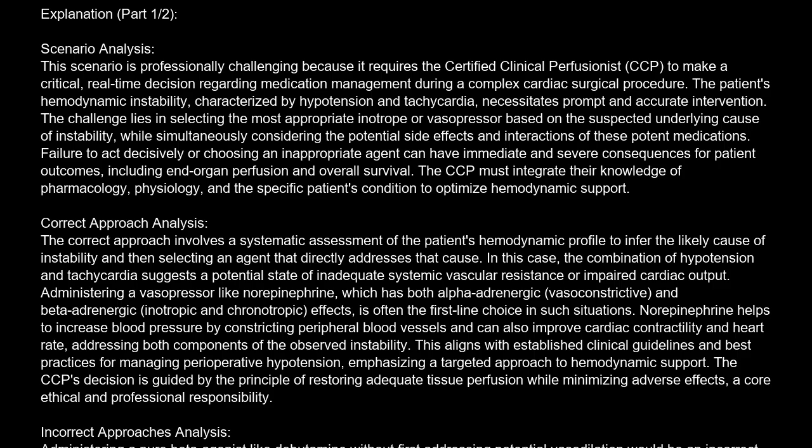In this case, the combination of hypotension and tachycardia suggests a potential state of inadequate systemic vascular resistance or impaired cardiac output. Administering a vasopressor like norepinephrine, which has both alpha-adrenergic vasoconstrictive and beta-adrenergic inotropic and chronotropic effects, is often the first-line choice in such situations. Norepinephrine helps to increase blood pressure by constricting peripheral blood vessels and can also improve cardiac contractility and heart rate, addressing both components of the observed instability.